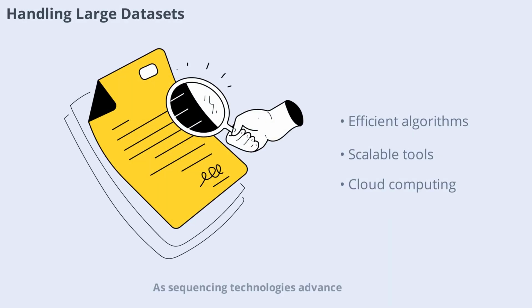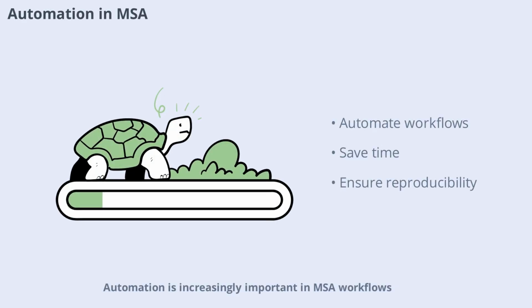As sequencing technologies advance, researchers are dealing with ever larger datasets. Handling large numbers of sequences requires efficient algorithms and powerful hardware. Some MSA tools are specifically designed for scalability, allowing you to align thousands of sequences at once. Breaking datasets into smaller groups or using cloud computing can also help manage large-scale alignment. Automation is increasingly important in MSA workflows.